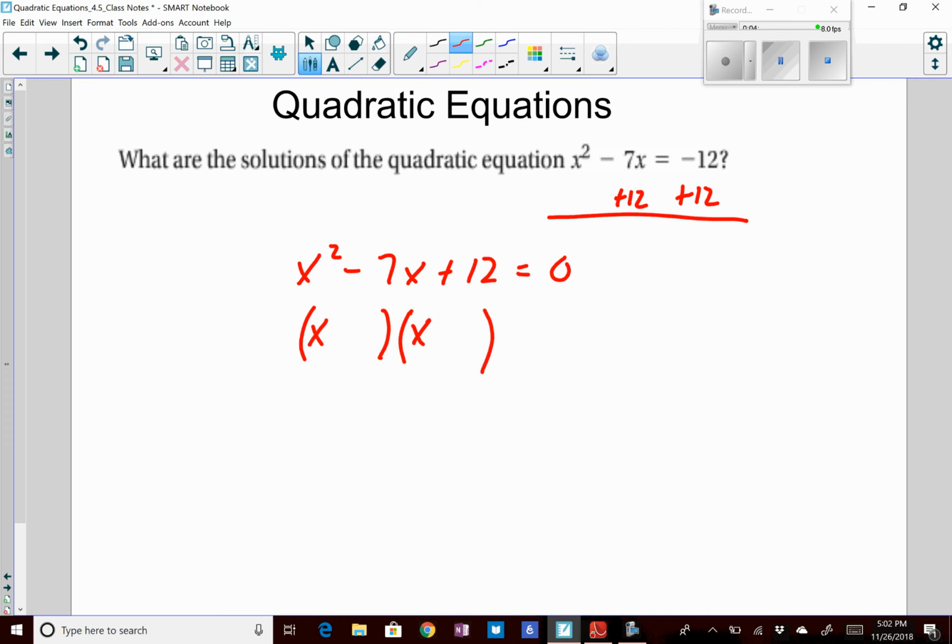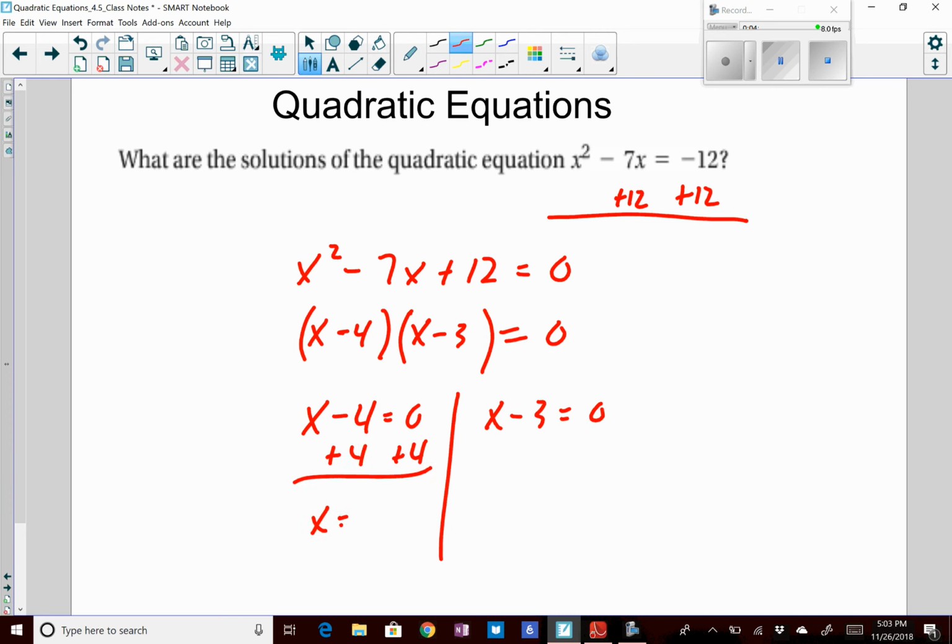X will go in the first position. And now we need two factors of 12 that add to negative 7. So that's going to be negative 4 and negative 3, because negative 4 times negative 3 gives us positive 12, and negative 4 minus 3 is negative 7. We take each factor, set it equal to 0, and solve each one for x. Okay, so our solutions here are going to be 3 and 4.